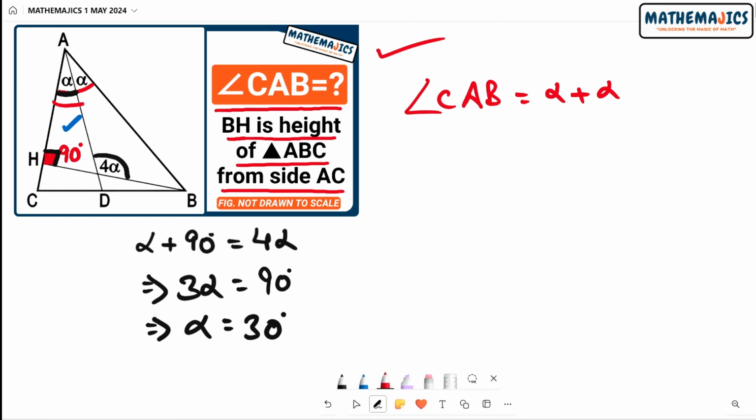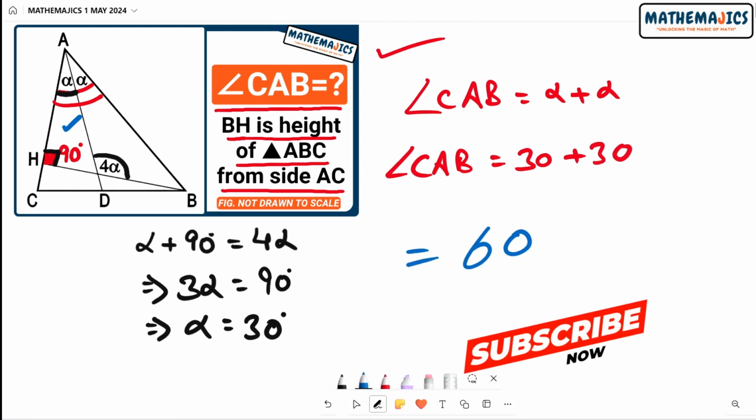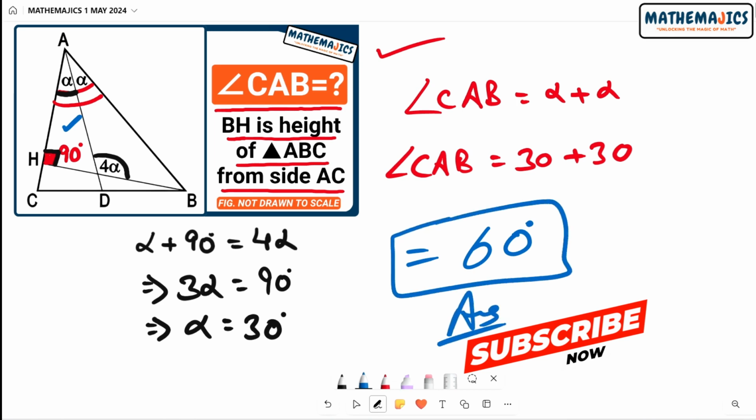Yes, this whole angle. That means angle CAB will turn out to be 30 plus 30, which will give us our final answer as 60 degrees. This will be our final answer. 60 degrees, angle CAB.